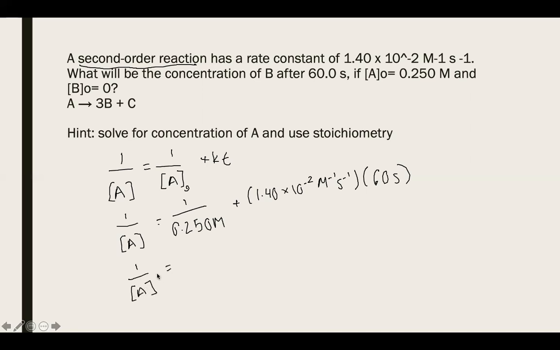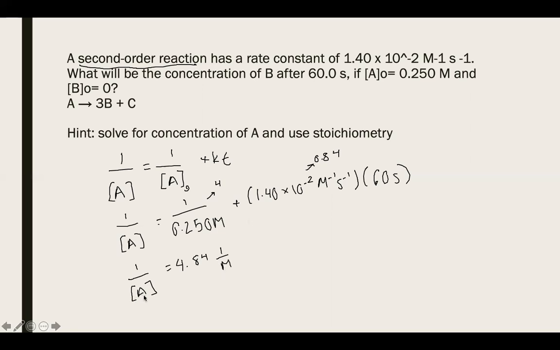So if you do all of that, your 1 over A value is going to be 4.84. If you do the calculation, this equals 4, and if you multiply these two together, they equal 0.84. So when you multiply and add these, you're going to get 4.84 over molarity, or 1 over molarity.